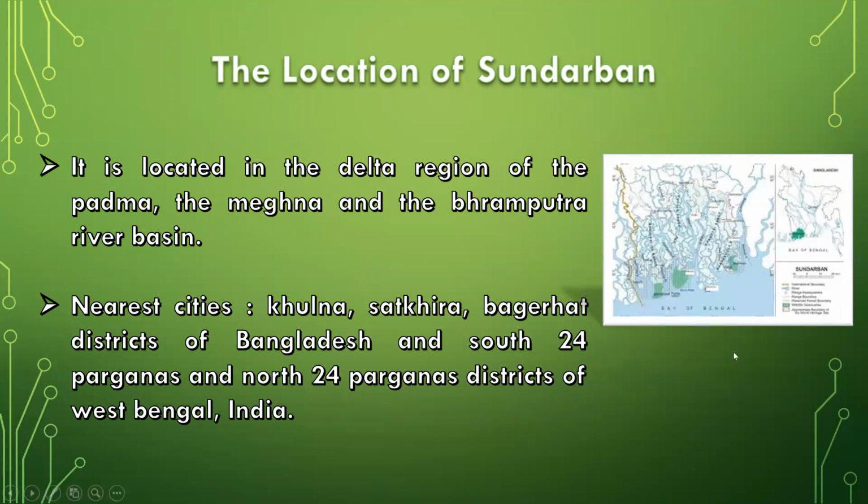Let me see your information. It is located in the delta region of the Padma, the Meghna, and the Brahmaputra river basin. That's really cool. Nearest cities: Khulna, Satkhira, Bagerhat district of Bangladesh, and South 24 Parganas and North 24 Parganas district of West Bengal, India. That's really good. Thank you. You can go ahead, sir.